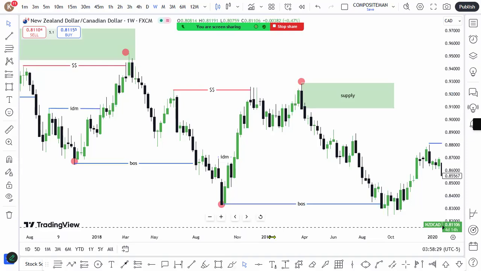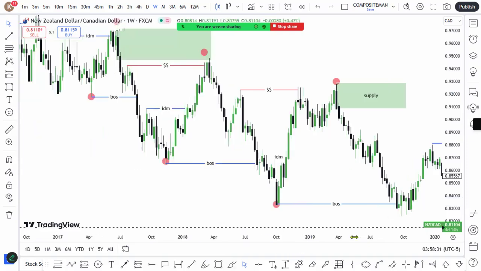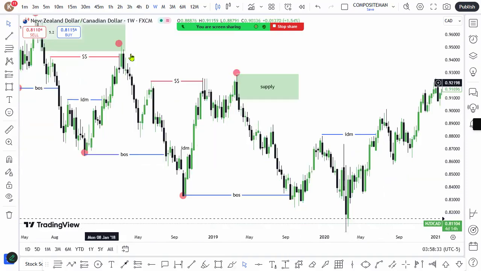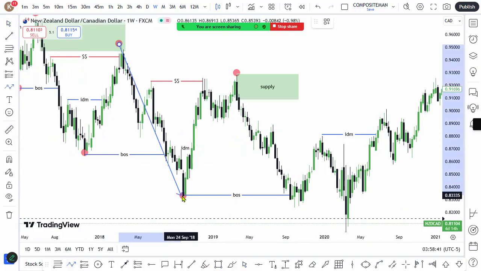But again, look at this here. I think everything is mitigated. And if we look at this zone here, if you understand the way liquidity works, this is what we get here, low, a high.